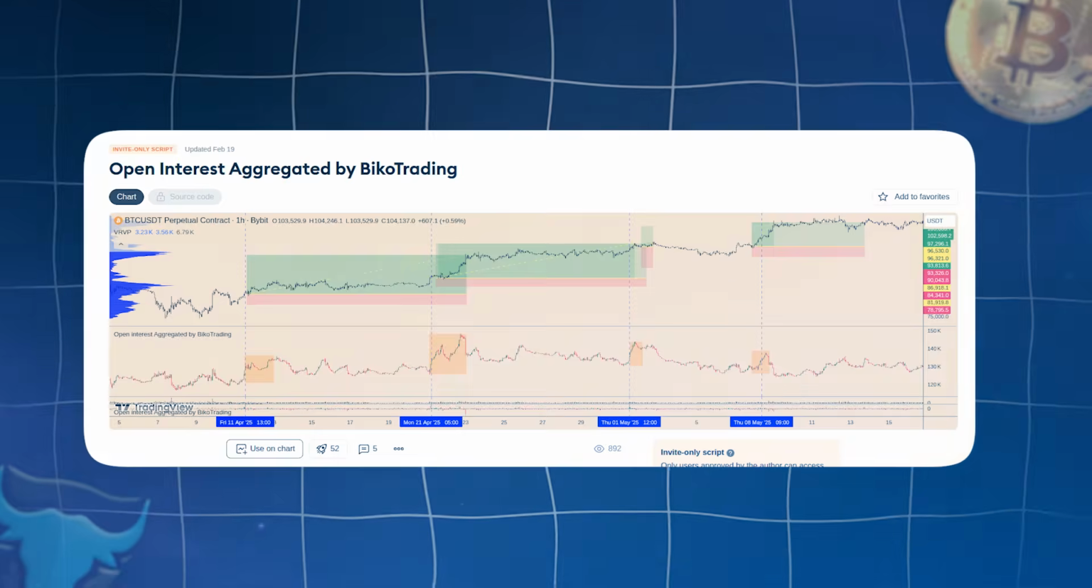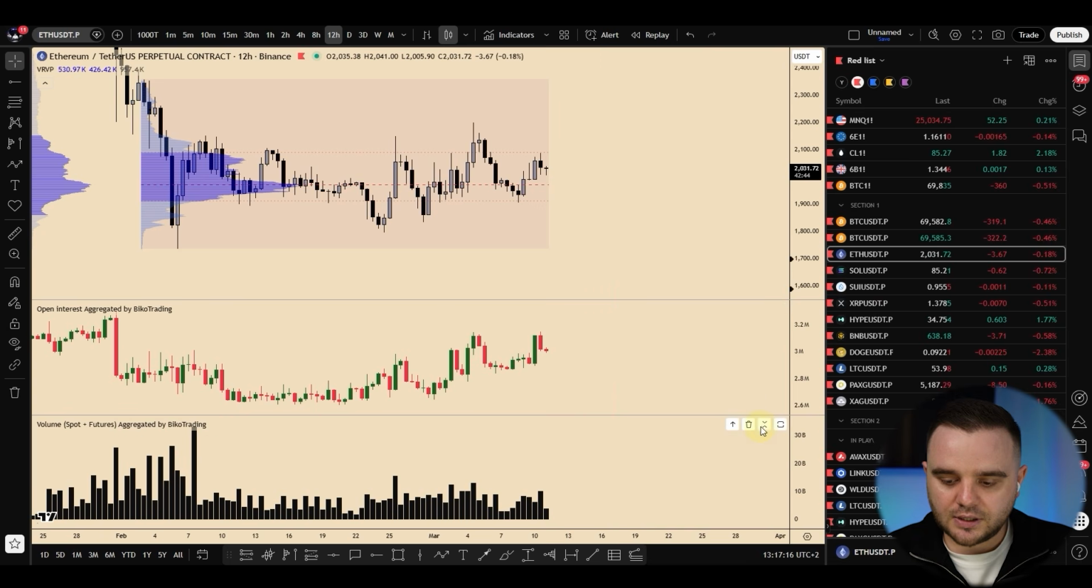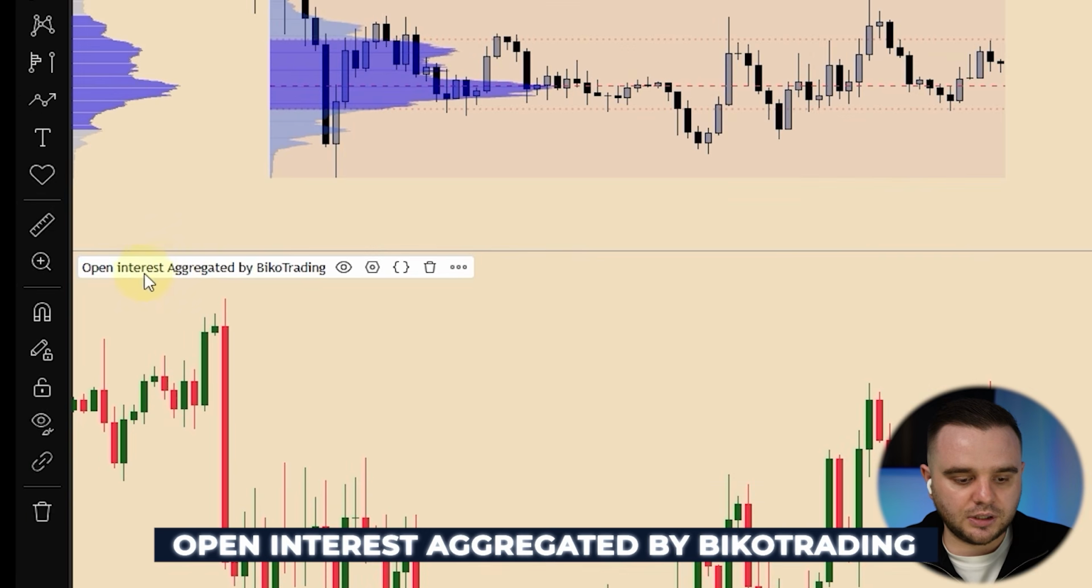Second indicator is aggregated open interest. How does it look? It's something like this, as you can see on the chart. Open interest aggregated by Bigger Trading. Why is this one super important?